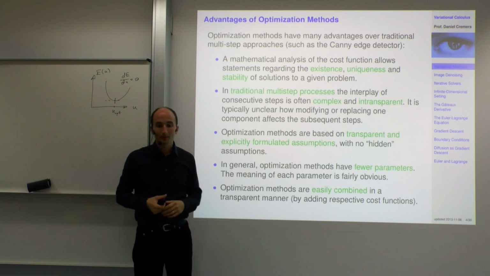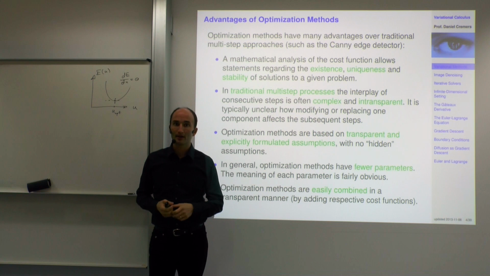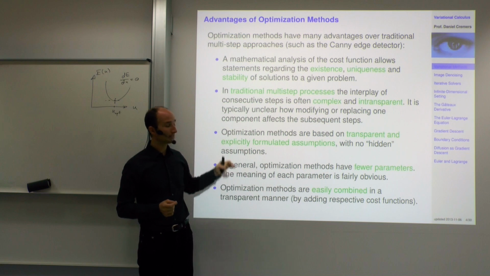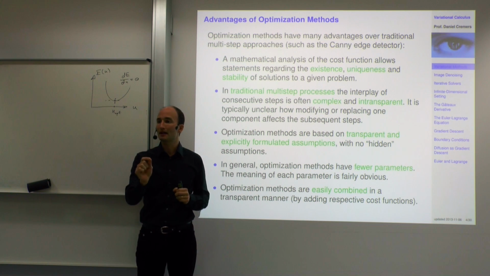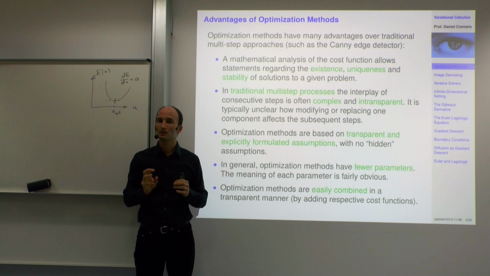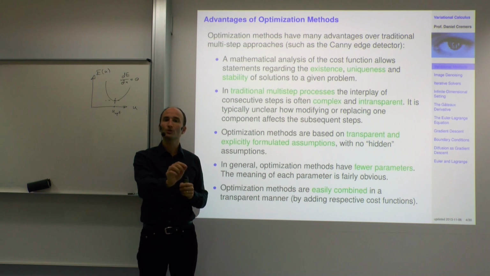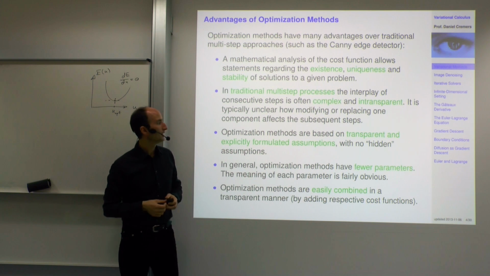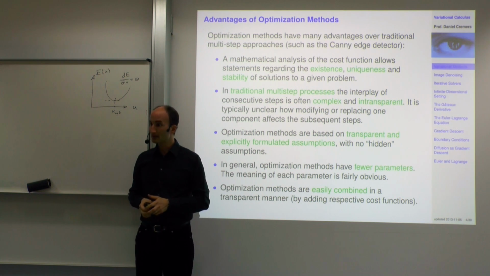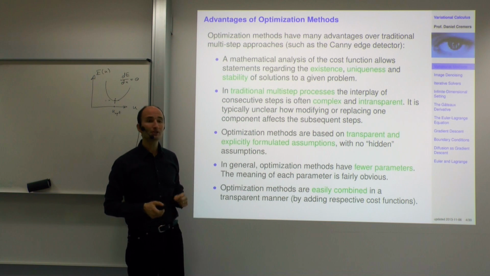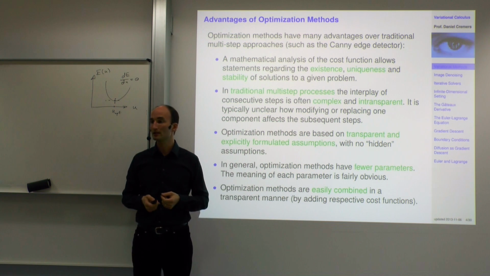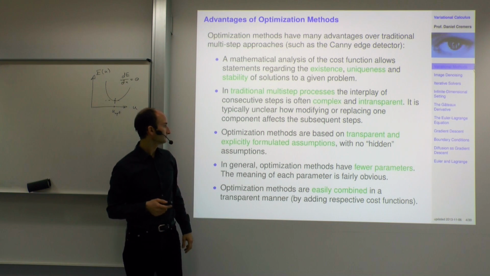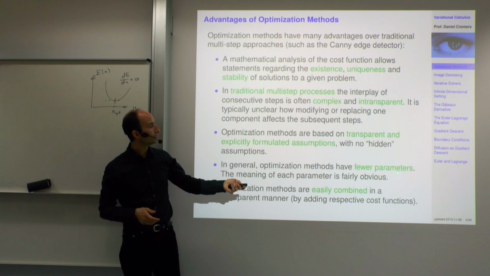A nice feature about optimization methods is that they're very transparent. As I said, there are no hidden assumptions. Because typically in a multi-step approach, each processing step makes some kind of assumptions. Why is it computing a smoothing in step 6? Why is it computing a thresholding? There are certain assumptions, but often these assumptions are not made explicit. Whereas in the optimization techniques, you make very explicit what it is that you want, what it is that the solution should have. In addition, there are typically fewer parameters.